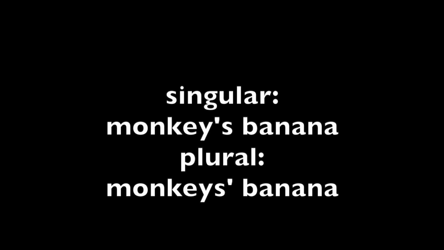Let's do another example. If it is the monkey's banana, okay? Well, if there are multiple monkeys, then we have to put the apostrophe after the S, and it's the monkeys' banana. Pretty simple, right? It gets a little bit more complicated than that because there are exceptions to the rule.